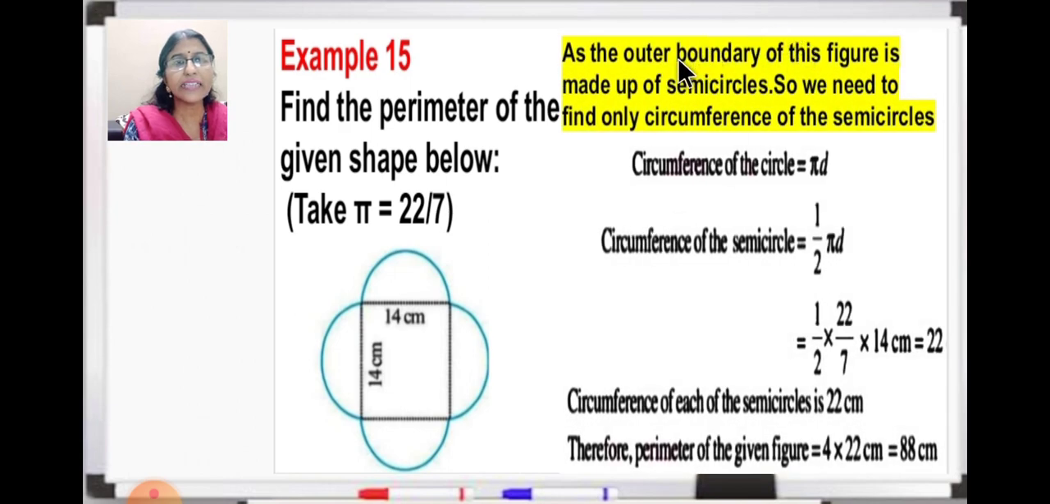Now here you can see, the outer boundary of this figure is made up of semicircles. We have to find out the perimeter of the given figure. This is the perimeter. We need not find out the perimeter of this part, because it is inside. So we have to just find out the perimeter, that means the circumference, of the semicircles.